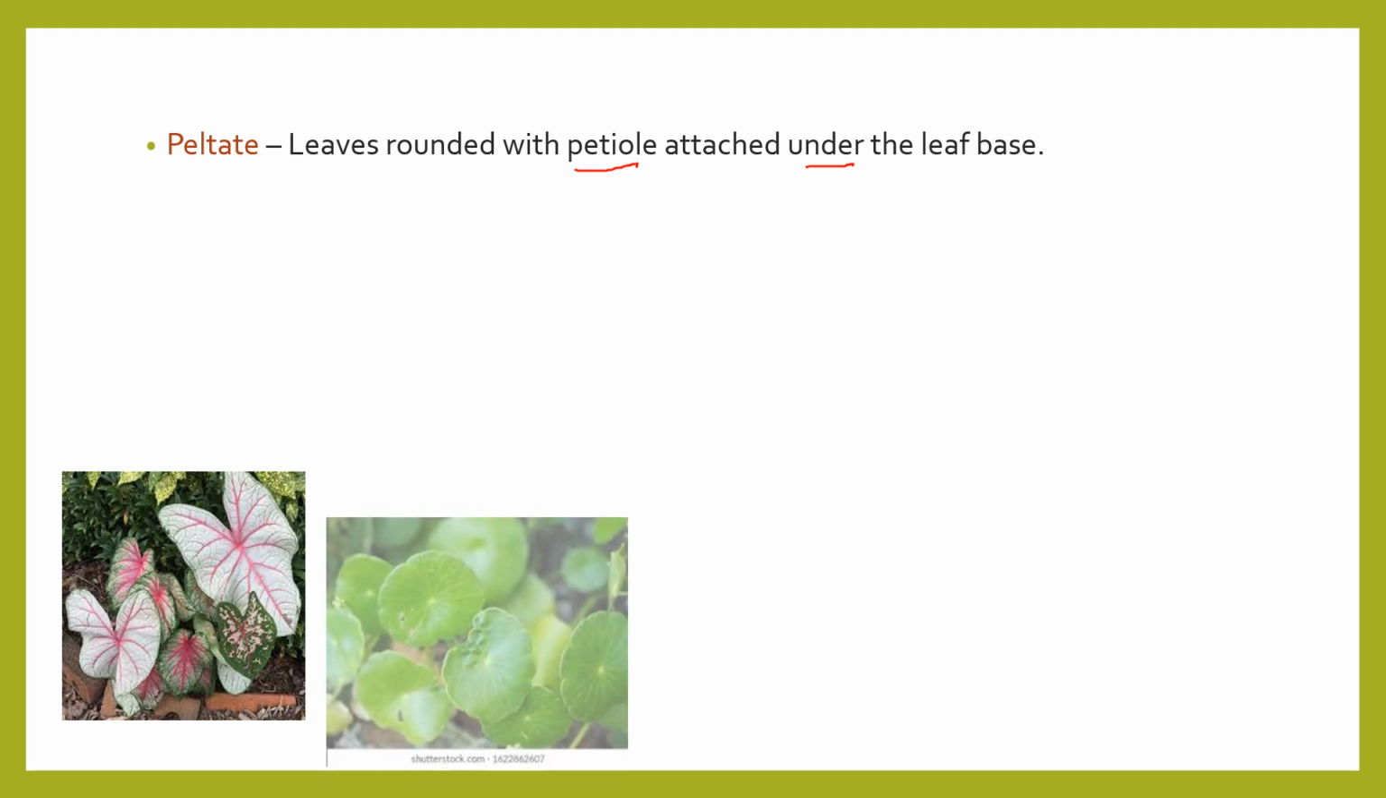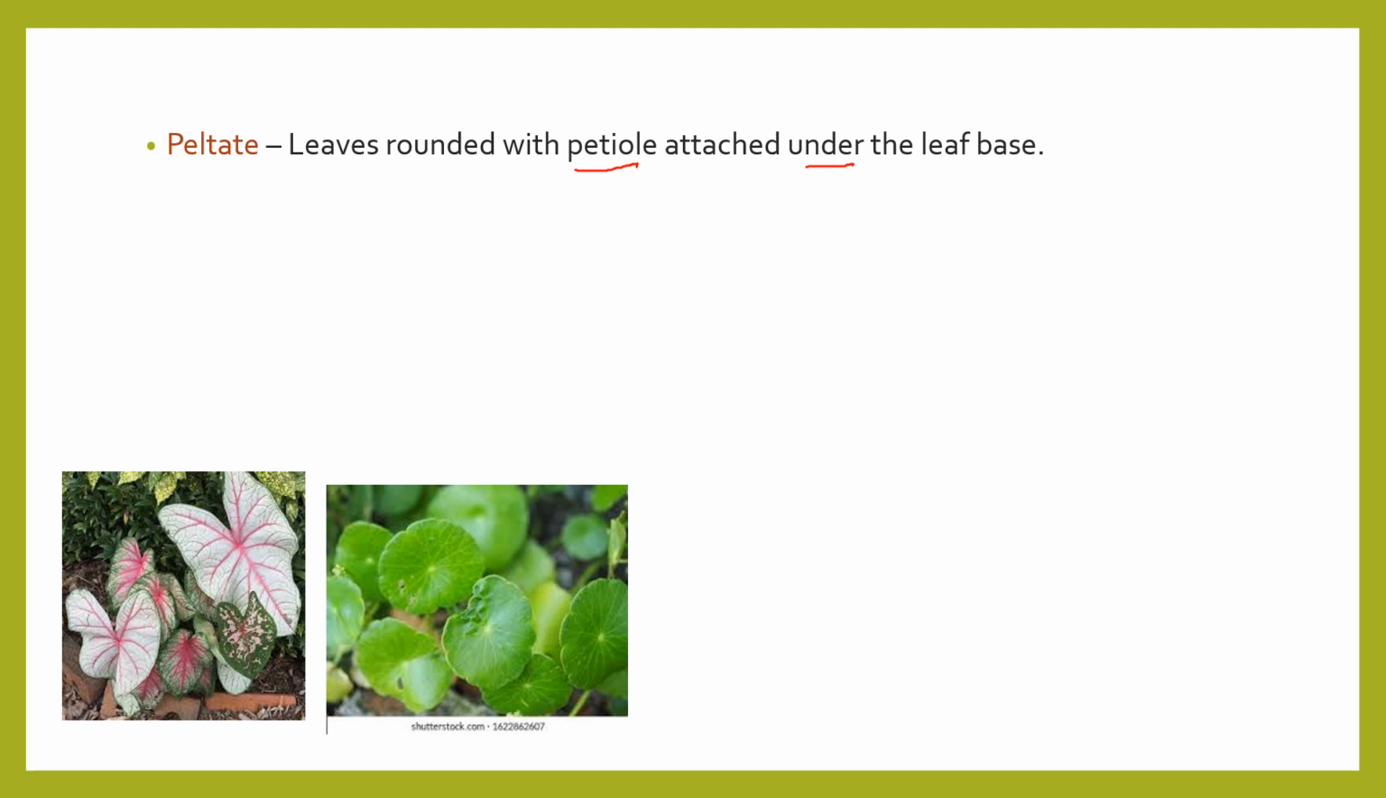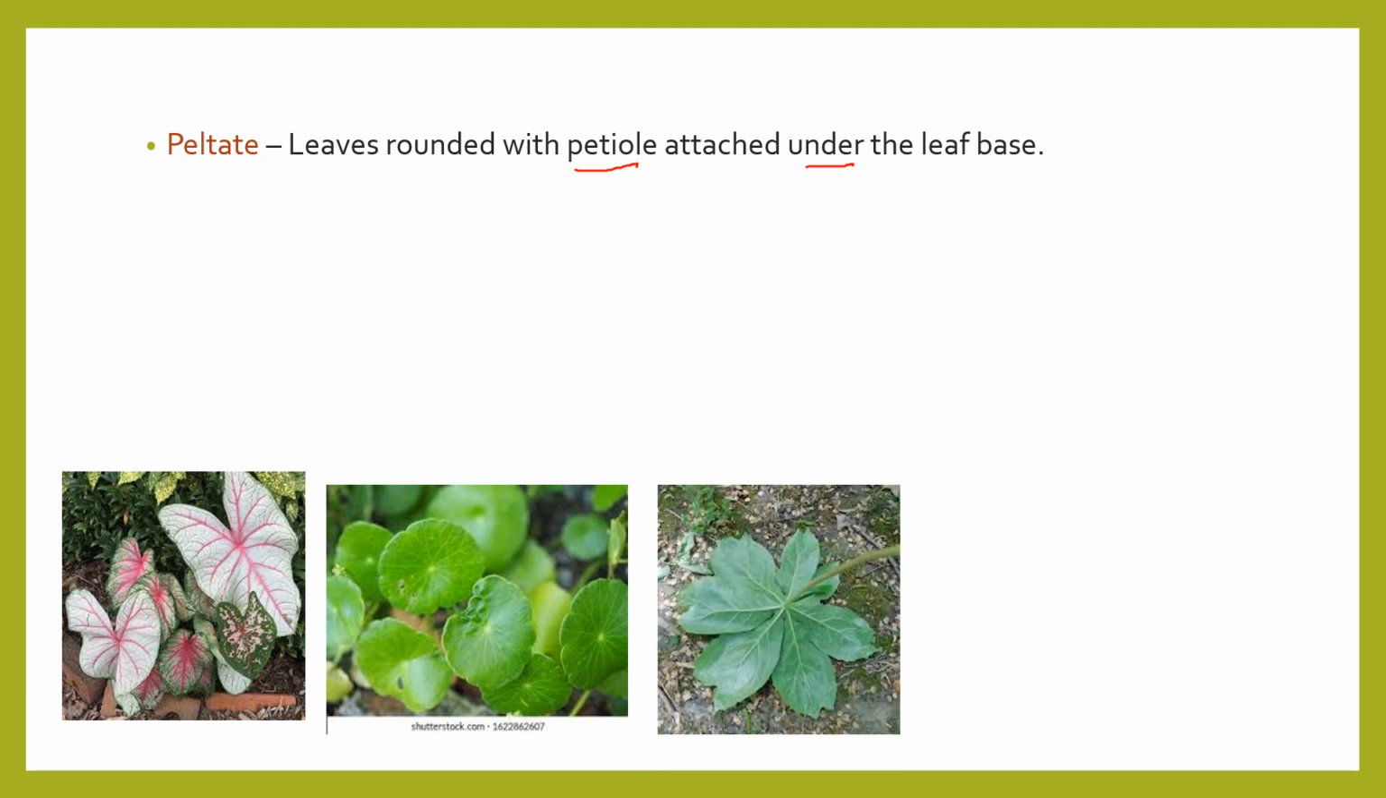And also we have this one. You can see leaves rounded with the petiole attached under the leaf base. This also. Okay, it's under the leaf base. So it's called peltate leaves.